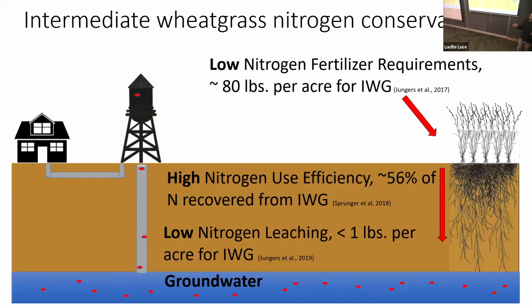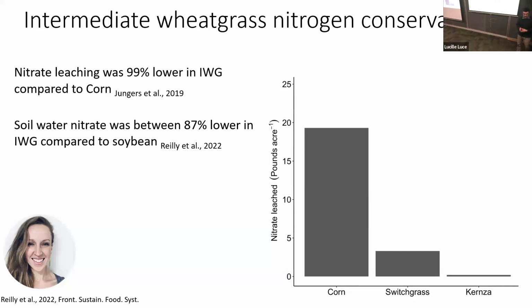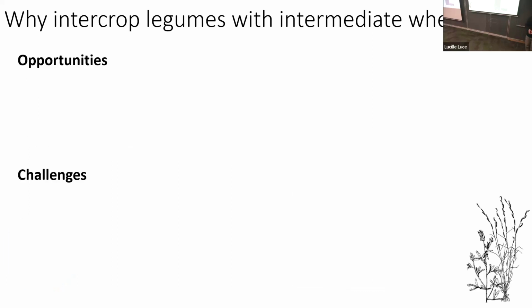And so we've been doing this work with intermediate wheatgrass to understand its potential to prevent nitrate leaching. We know it requires less nitrogen for optimizing grain yields. We're not getting as much yield per acre, but less nitrogen is going in. Higher nitrogen use efficiency, and we're seeing a lot less nitrate leaching to the groundwater because of this extensive deep rooting system. Lots of modeling exercises and field studies have compared Kernza, or intermediate wheatgrass, to corn and soybeans at different fertilizer rates. We're seeing two orders of magnitude less nitrate leaching compared to our annual row crops.